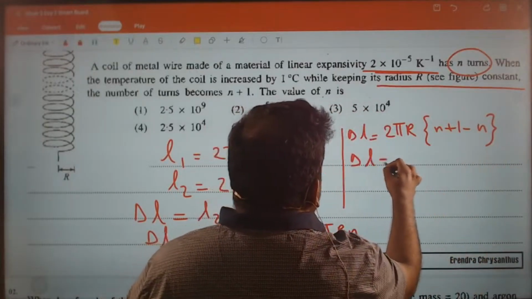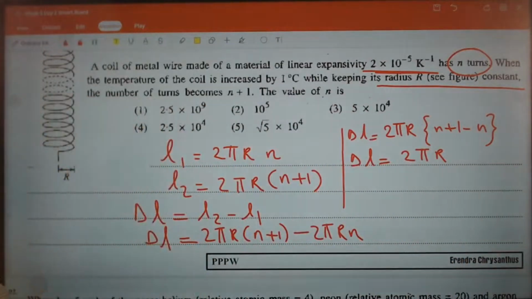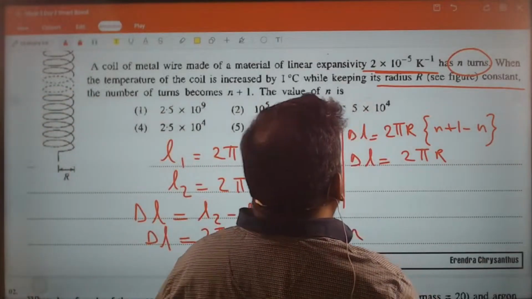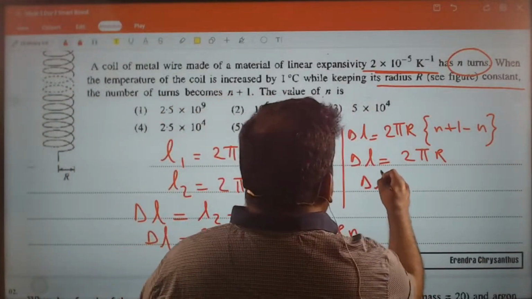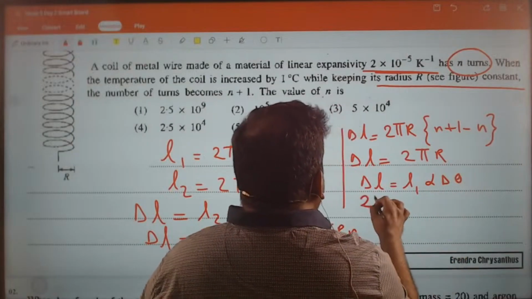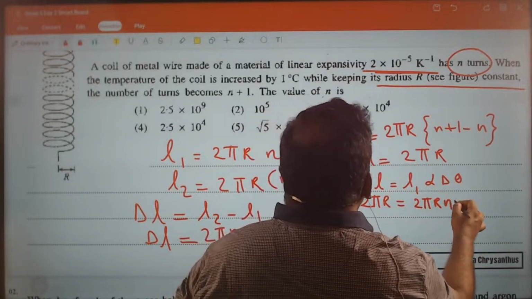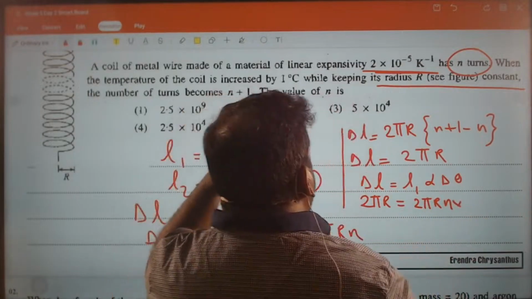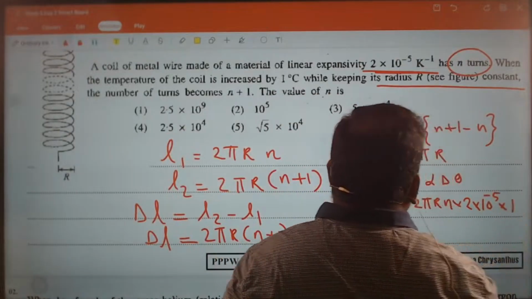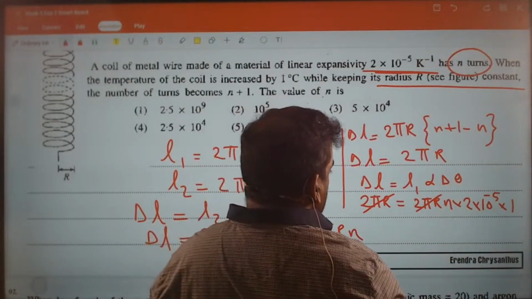So ΔL is equal to 2πr. Okay. So here we can say ΔL is equal to L1 α Δθ, that is 2πr n times α. Alpha is equal to 2 × 10^-5. Change in temperature is 1 degree Celsius. 2πr cancel off. Simplify this carefully.